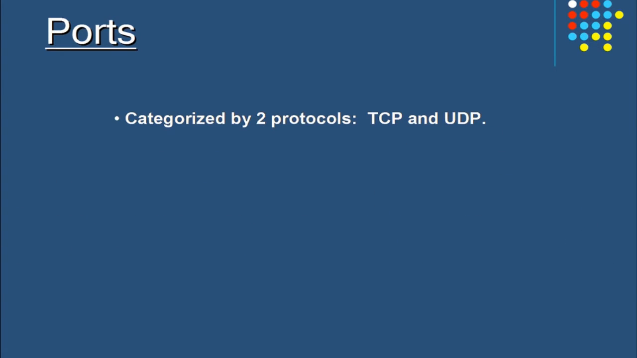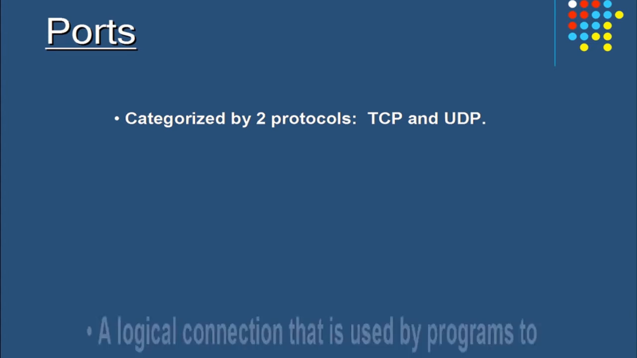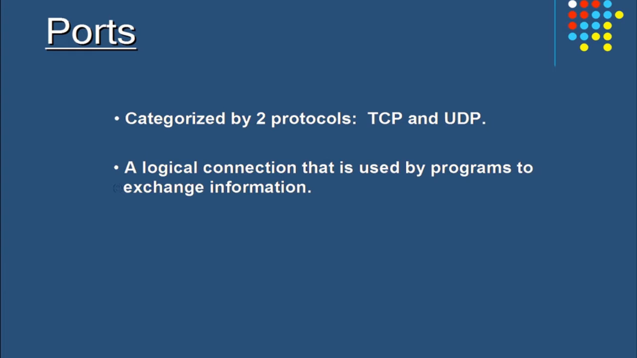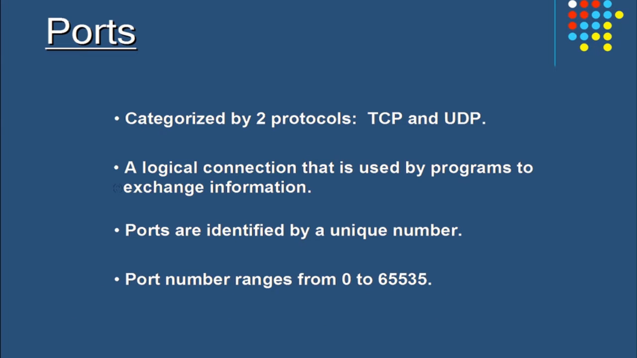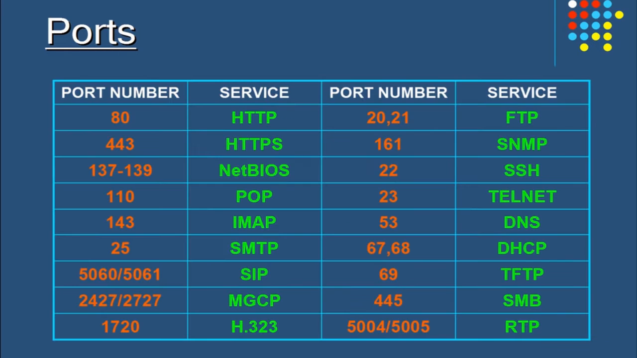When data is sent over the internet to your computer, it needs to know how to accept it. And your computer accepts this data using ports. And these ports are categorized by two protocols, TCP and UDP. Now, a port is a logical connection that is used by programs to exchange information. And these ports have a unique number that identifies them. The number ranges from 0 to 65535, but for the exam, you only need to know a few of them.